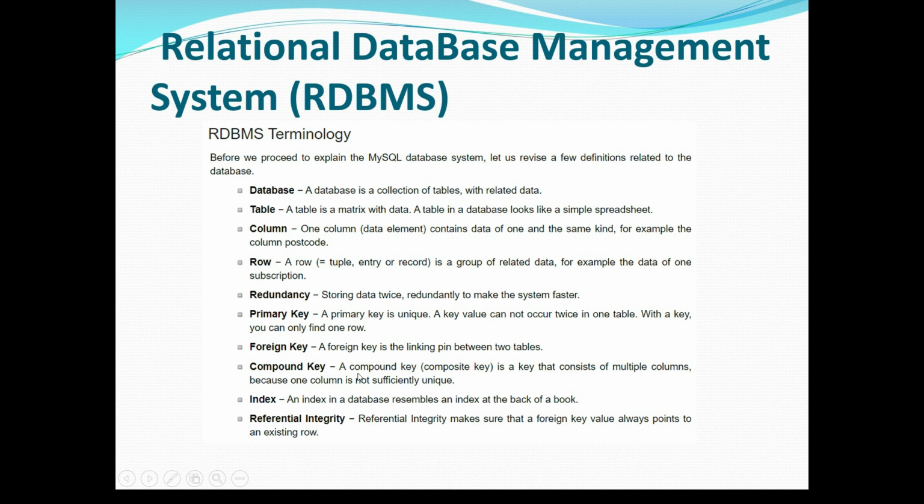What is a compound key? A compound key, or composite key, is a key that consists of multiple columns because one column is not sufficiently unique. What is an index? An index in a database resembles an index at the back of a book. What is referential integrity? Referential integrity makes sure that a foreign key value always points to an existing row.